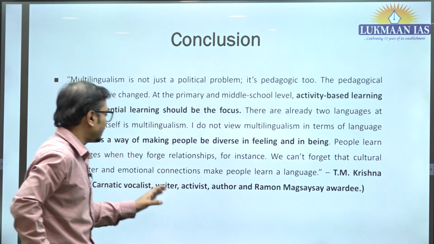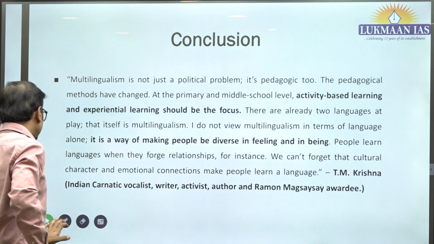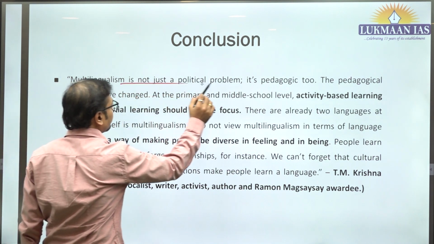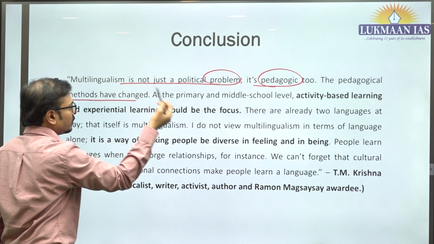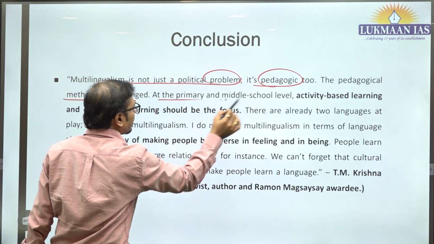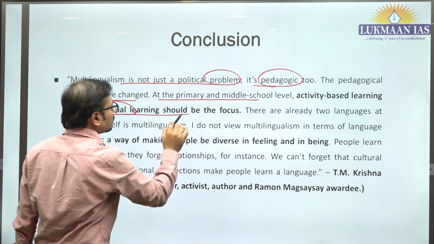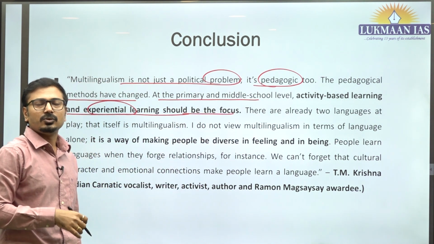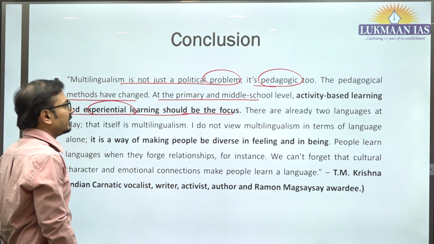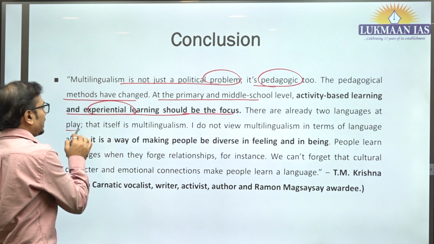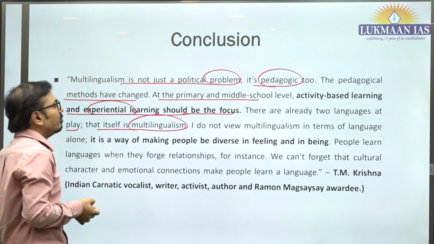And in talking about the language, T.M. Krishna, who is the Carnatic vocalist, is trying to say that multilingualism is not just a political problem, but a pedagogic one also. Pedagogical methods have changed over the period of time. For example, at primary and middle school level, activity-based learning and experiential learning should be the focus. That is true. Activity-based learning does not require languages, right? And along with that, there are already two languages at play. That itself is multilingualism.